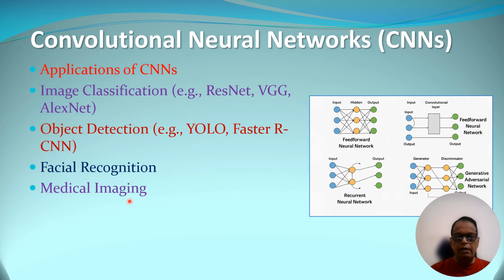So CNN is a very widely used network because it is used for image classification. Different examples can be given, such as AlexNet, where images are classified. It can be used for object detection, such as Faster R-CNN or YOLO. It is used for facial recognition, and also for medical imaging.